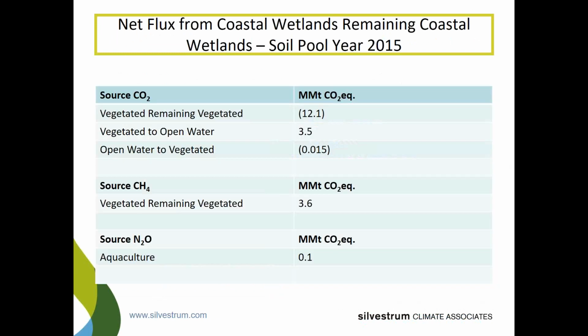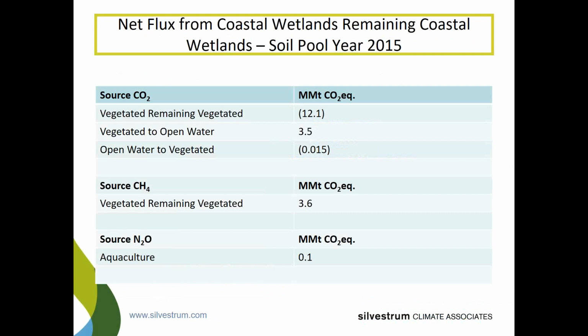The net fluxes, of course, from coastal wetlands remaining coastal wetlands are as follows. Vegetated coastal wetlands remaining vegetated, so effectively those which are still intact within the environment, represent a net sink of 12.1 million tons of CO2 each year. The conversion of vegetated coastal wetlands to open water, so effectively erosion which takes place, represents a net emission of 3.5 tons of CO2 each year. And I'll come to the ranges in a little while.